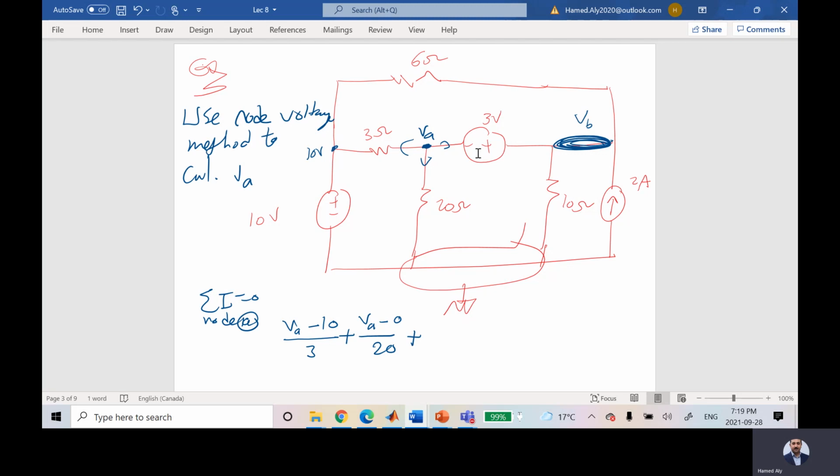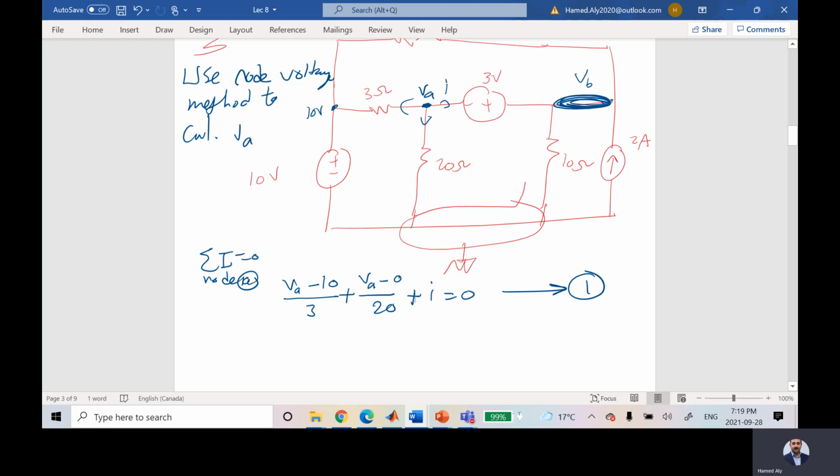Some of you will try to be smarter and write VA minus VB. Why should I divide by resistor? Ignore it. He didn't give it to me, so I will ignore it. It's totally wrong. I don't know this guy's resistance, which means the current in this guy is unknown. I'm going to assume it, which is, for example, I. So plus I equals 0. This is the first equation.